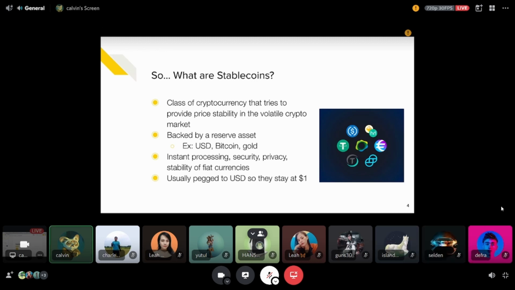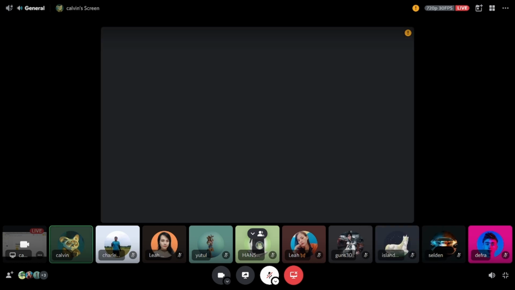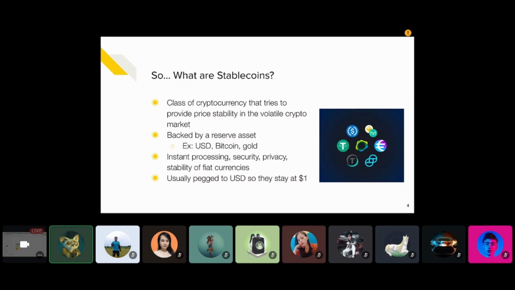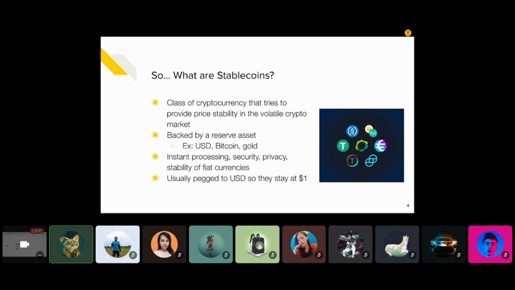Next, what is the main type of peg? Although you can peg it to another crypto or to a commodity, it's usually pegged to the US dollar because that's one of the most dominant reserve currencies in the world. If it's pegged to the US dollar, it always stays at $1 USD. So this is very important. For example, if you want to start converting from fiat currencies to crypto, I think stablecoins are the place to go.